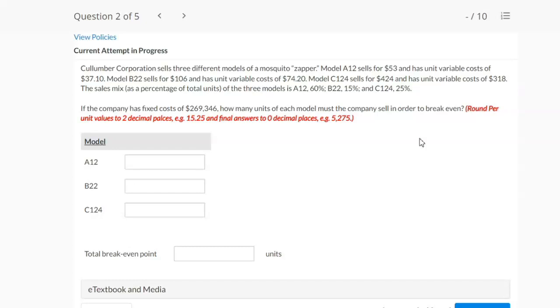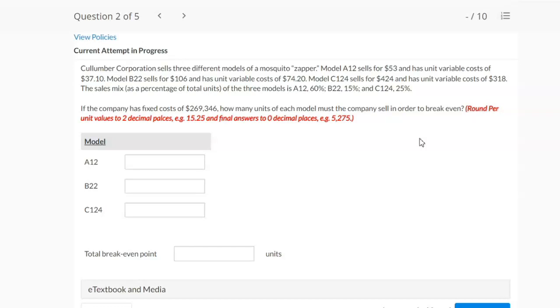How many units of each model must the company sell in order to break even? We need to find break even per unit, per model, and total break even. So first, the contribution margin per unit. Get the contribution margin for each one: selling price minus variable cost.